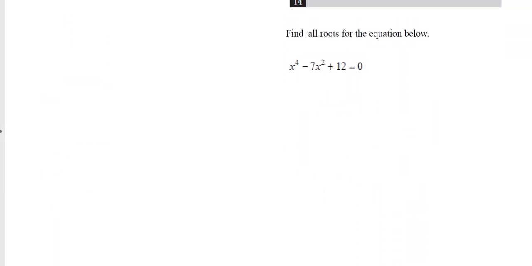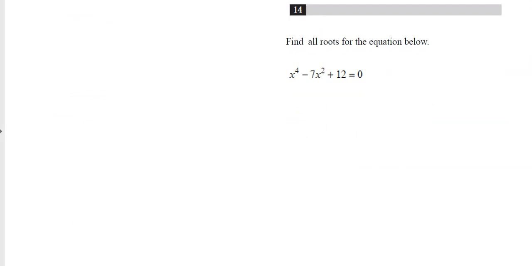All right, lastly, number 14, find all the roots. Or not lastly, I guess I've got some more here. Find all the roots for the one below.